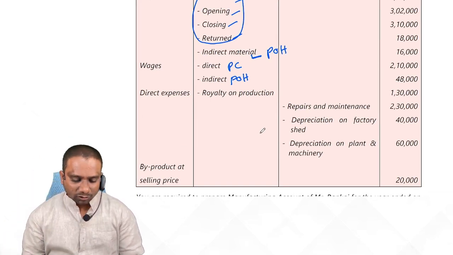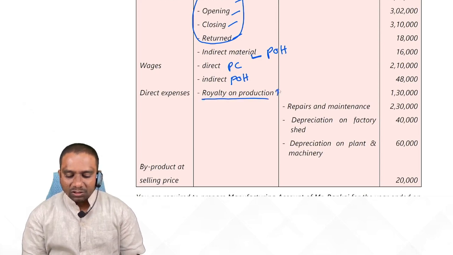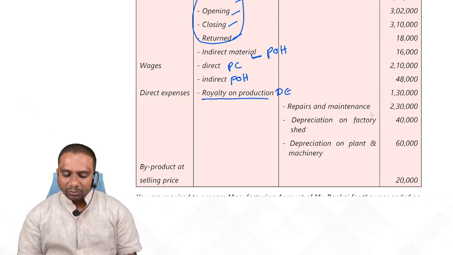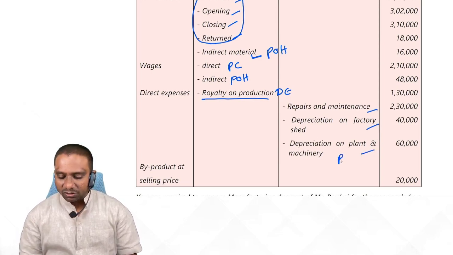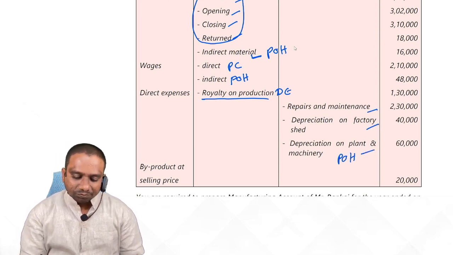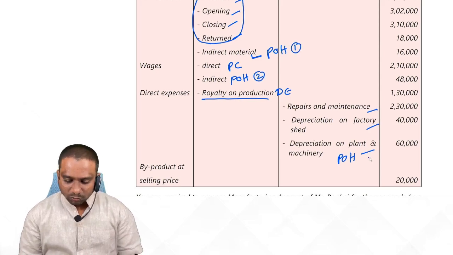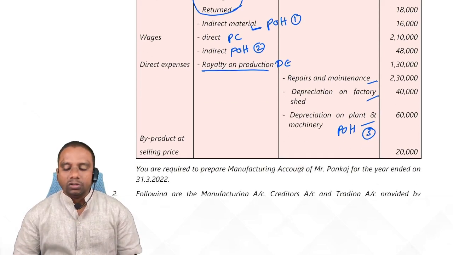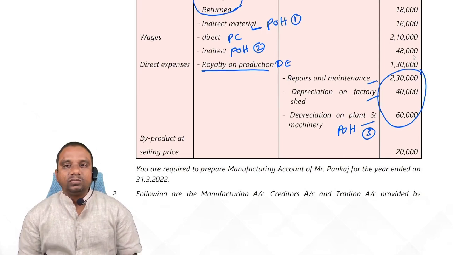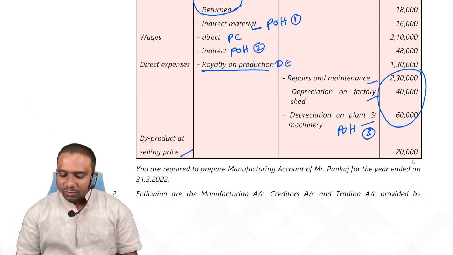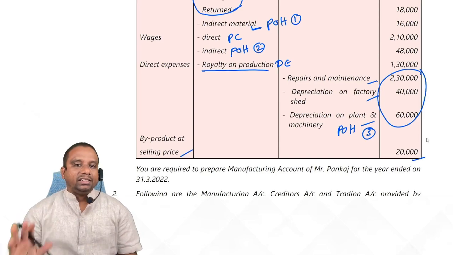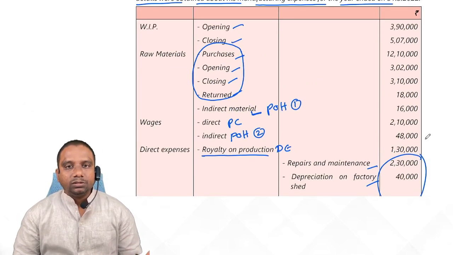PC means prime cost. Next, royalty on production is a direct expense. The remaining items, repairs, depreciation on factory shed, and depreciation on plant and machinery, are production overheads. Look at 1, 2, 3: these three are considered as production overheads. Next one, by-product at selling price goes to the manufacturing account, credit side. That's it. Simple. Now look at the next one.